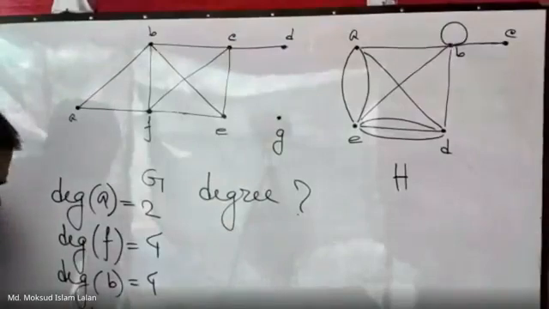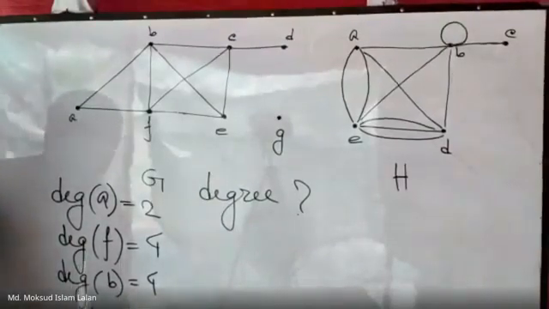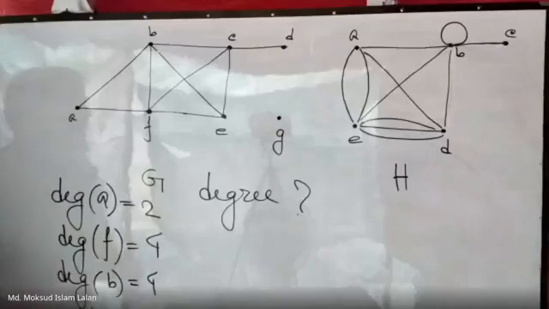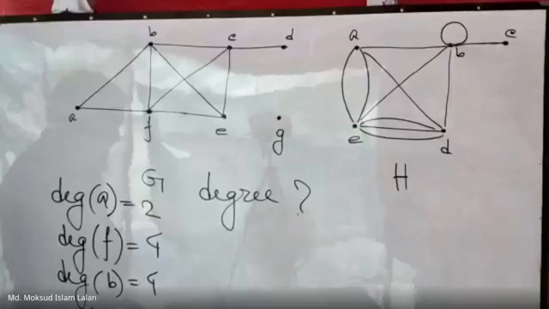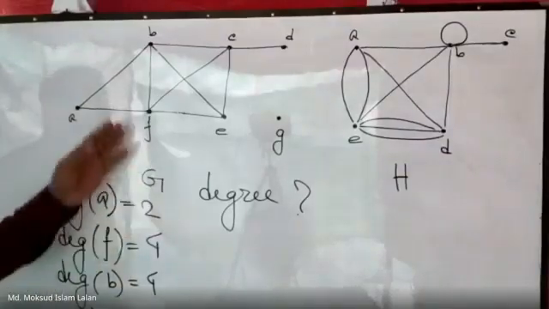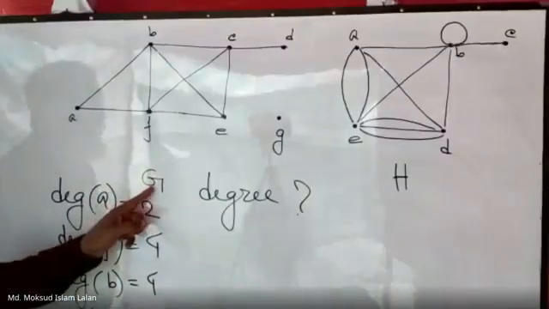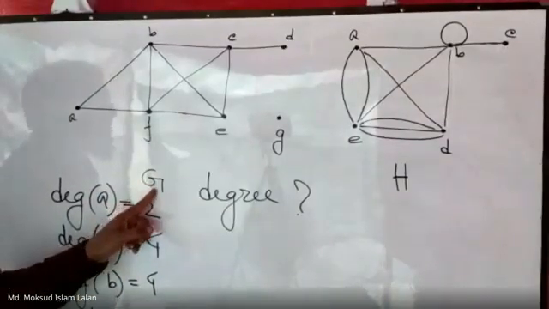So I think you have done it, right? If you have any question, would you please write down each and every one, A, B, C, D, E, F up to G? Would you please write the degree of each vertex? Have you finished for the graph?